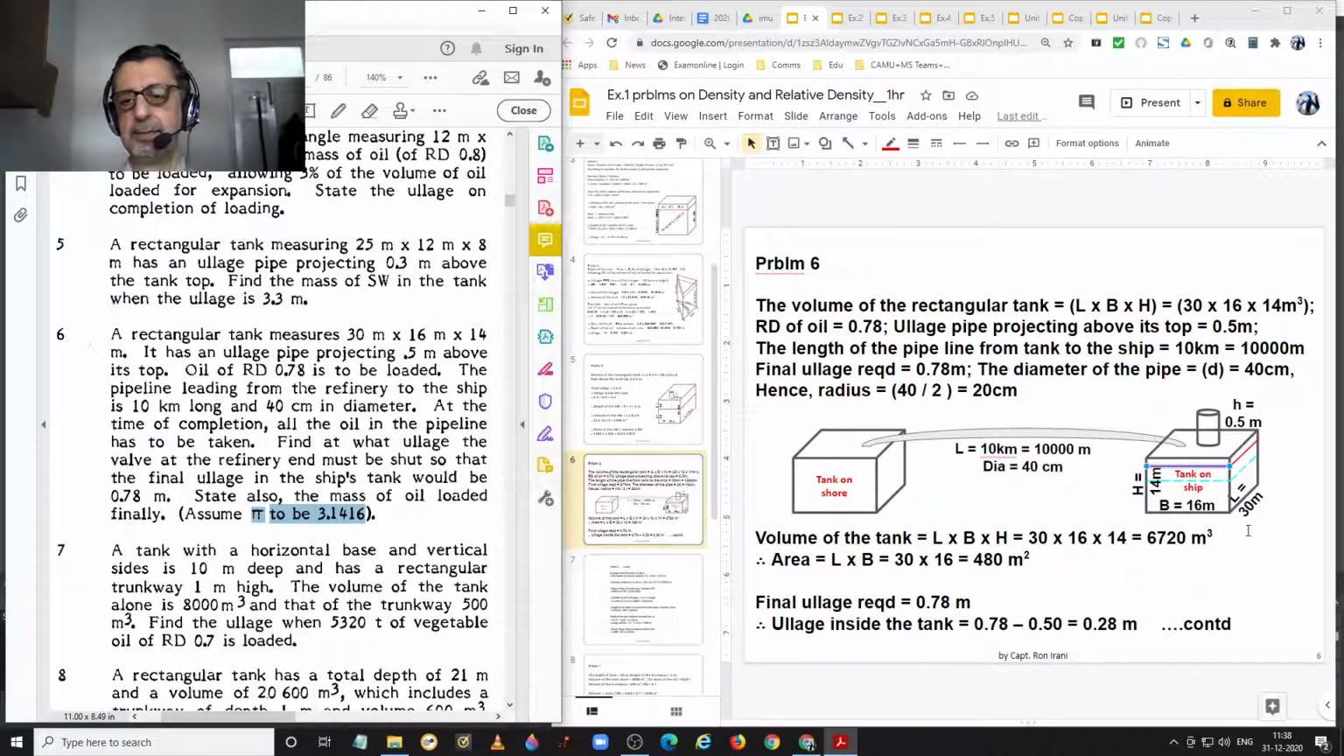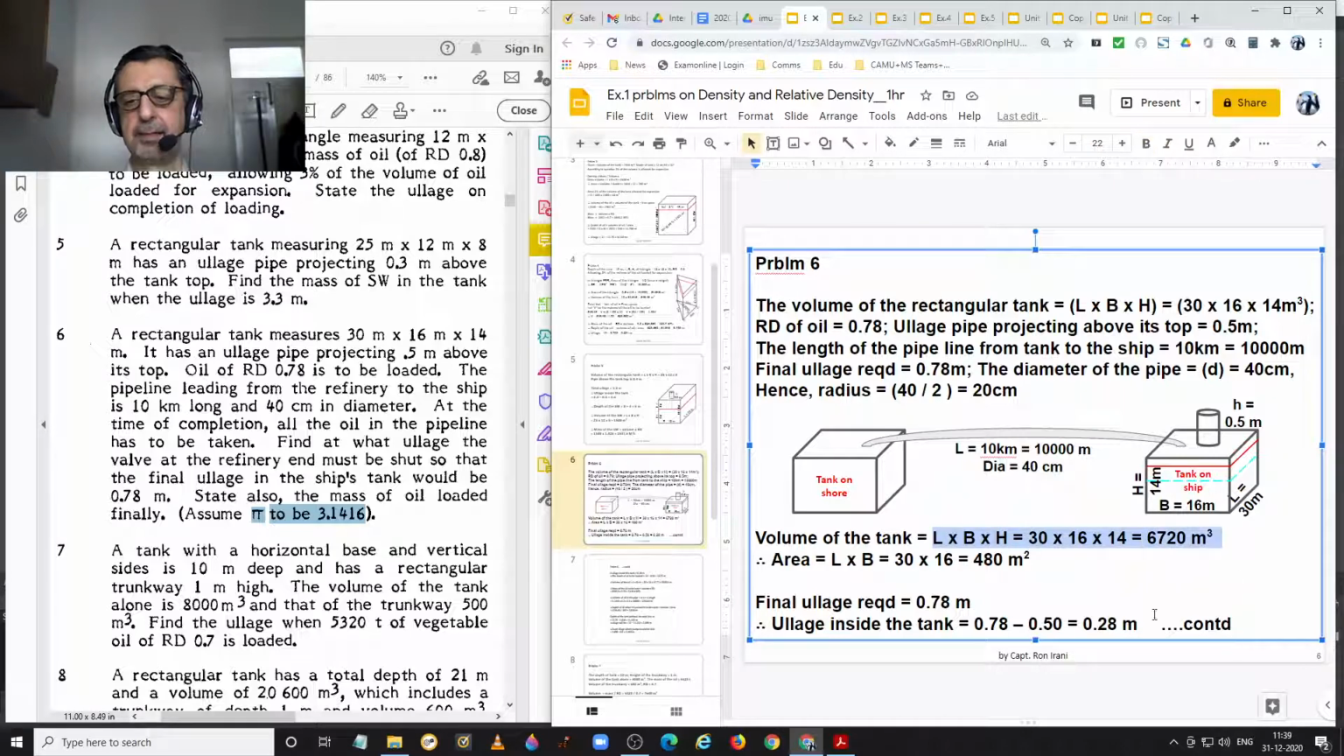So let us go back to the slide and see how it works. We know the volume of the tank is equal to length into breadth into height, and that is 30 by 16 by 14, which is equal to 6720 cubic meters. The area of the tank is length into breadth, and that is 30 by 16, which is equal to 480 square meters.